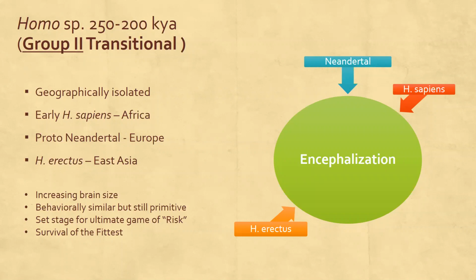Behaviorally, though, they're still quite primitive and they all more or less act the same at 250 to 200,000 years ago. There may be some slight difference in stone tool technologies, but they're more or less doing the same type of thing. This sets the stage for the ultimate game of hominid evolutionary risk, or survival of the fittest by natural selection. Which of these three species will emerge and replace the others in a form of expansion and replacement? The answer to that question should be obviously clear.